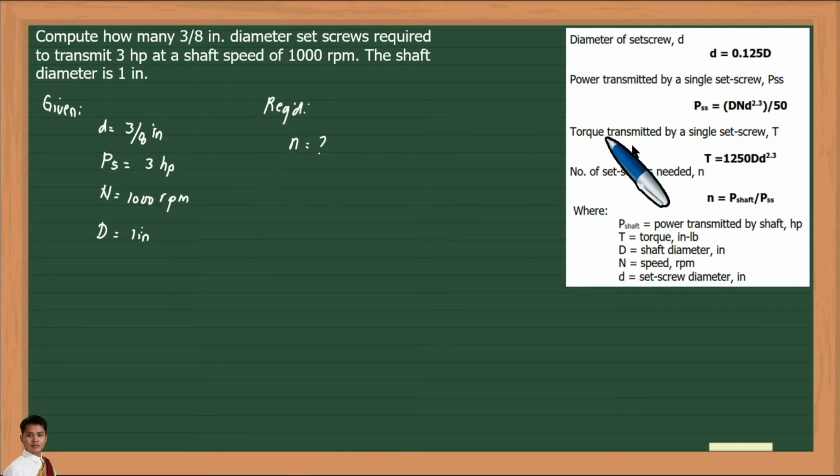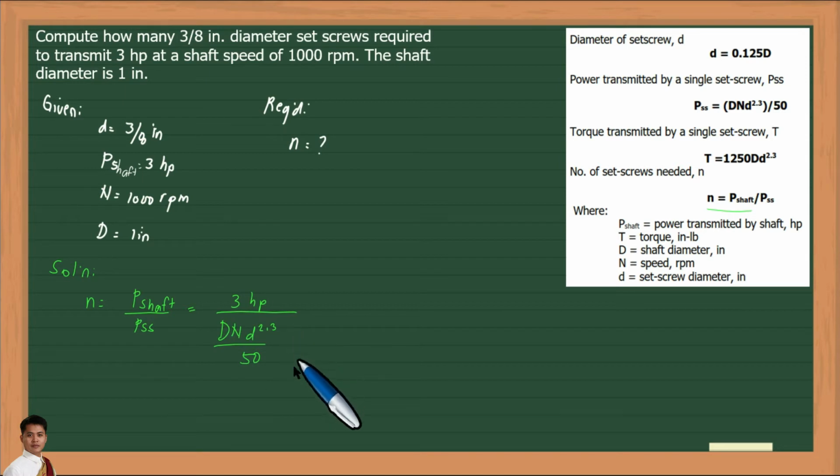So using our formula for the number of set screws, so meron na tayong power ng shaft. So 3 horsepower. And then yung power ng set screw, we can use the formula from the Machinery's Handbook, that is quantity D, so 1 inch yung ating shaft diameter, and then RPM, and then shaft diameter is 2.3 over 50. Okay, so this is equal to, so power of the shaft, so 3 horsepower, then over the power transmitted by single set screw. So take note that this power is for a single screw. So we can use the unit for this quantity as horsepower per screw.